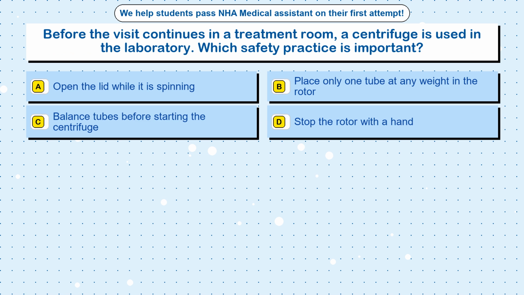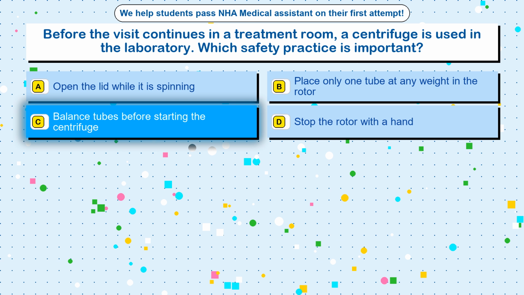Question 60. Before the visit continues in a treatment room, a centrifuge is used in the laboratory. Which safety practice is important? Option A. Open the lid while it is spinning. Option B. Place only one tube at any weight in the rotor. Option C. Balance tubes before starting the centrifuge. Option D. Stop the rotor with a hand.